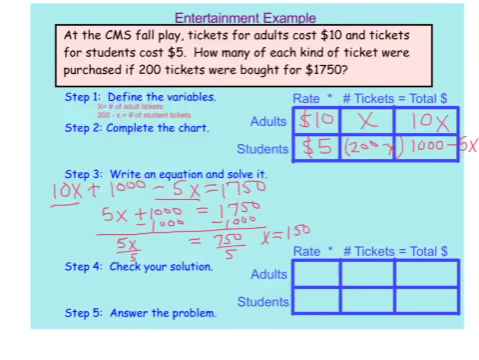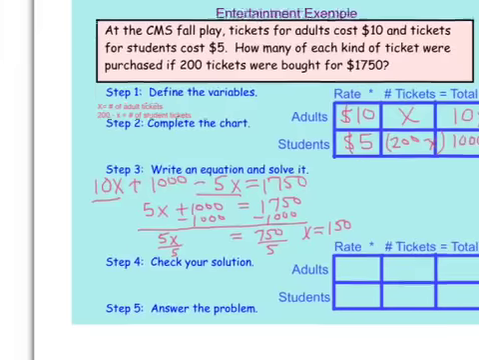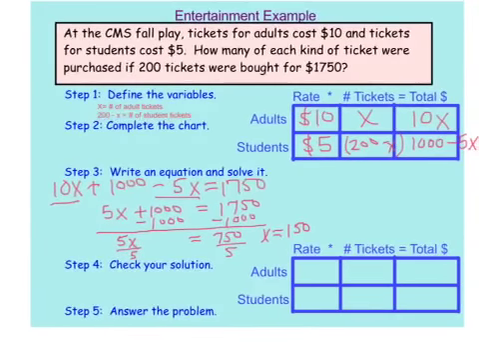The next step is to check our solution and to make sure that our solution actually works. We can check it by, again, completing one of these charts and making sure that it adds up to the $1,750 that it should. The rates will be the same. An adult ticket still costs $10 and a student ticket still costs $5.